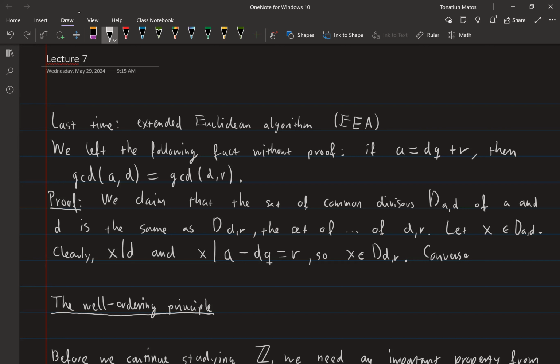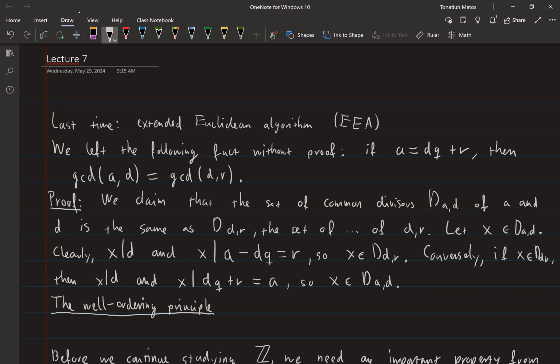Conversely, if you take a common divisor to D and R, then, well, X divides D, but also X will divide D times Q plus R, which just happens to be A. So this is actually a very short proof, but it contains an interesting trick that you might want to remember because it is quite useful.